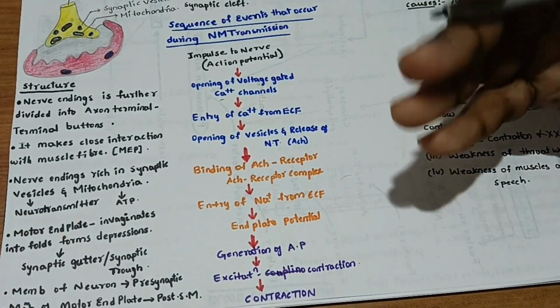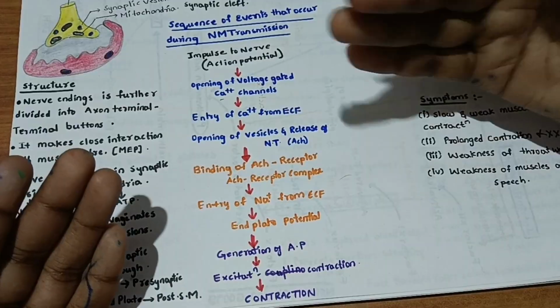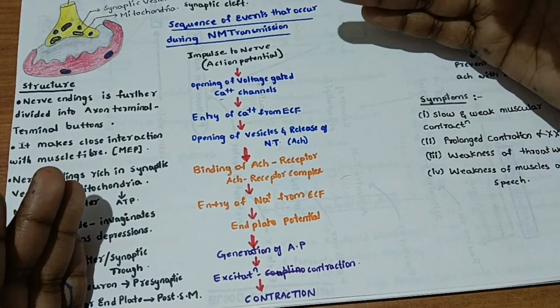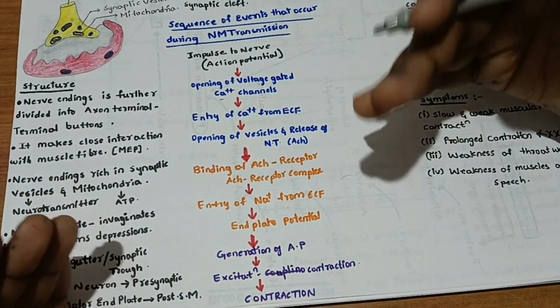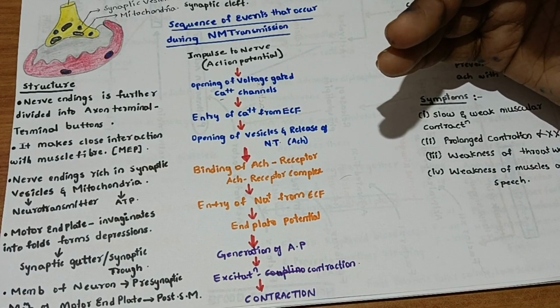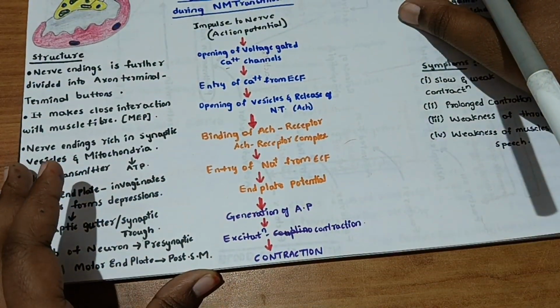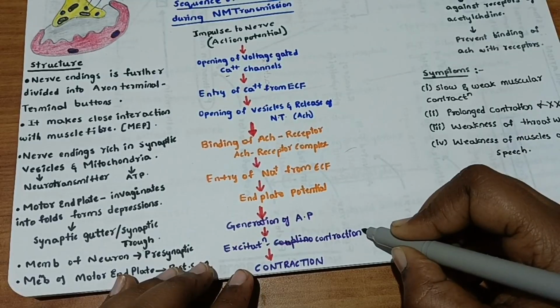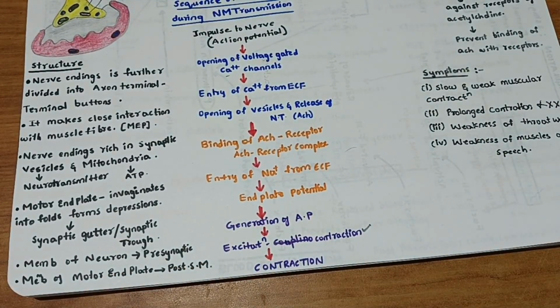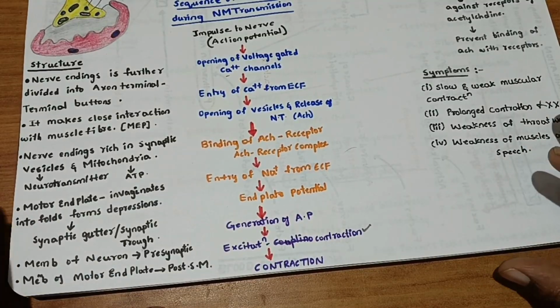There will again be potential generation, an action potential, known as the end plate potential, at the postsynaptic membrane. Then there will be excitation and contraction, which leads to contraction of the muscle.